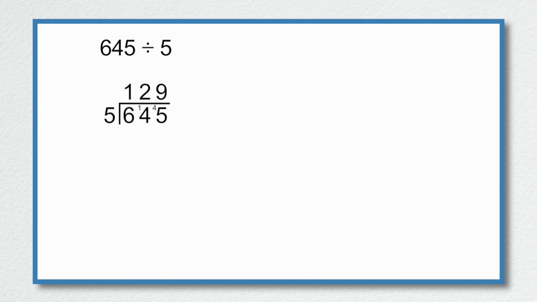645 divided by 5. Here's the short division answer. Now let's do the same problem using long division. So we begin with 6 divided by 5. 5 into 6 is 1, because 1 five is 5. And if we take that 5 away from 6, we're left with a remainder of 1.